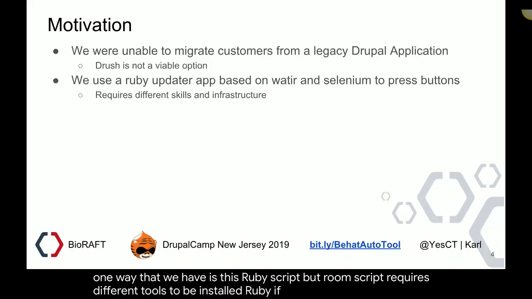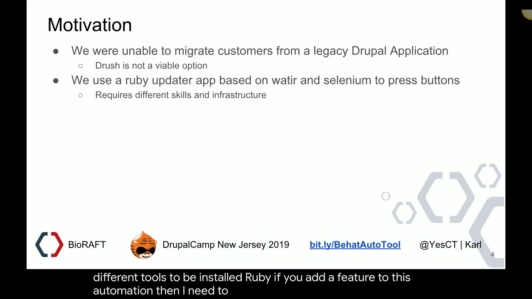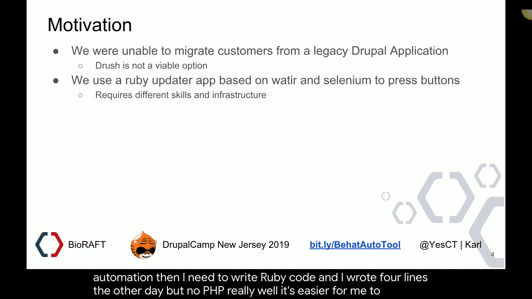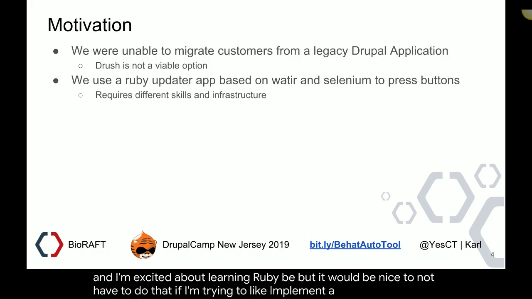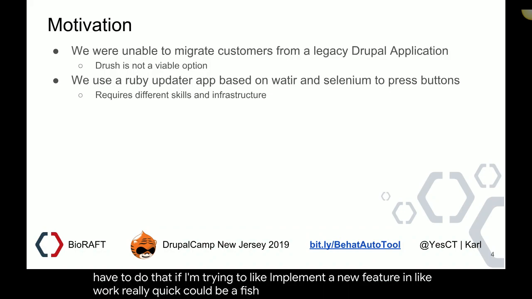If I want to add a feature to this automation, then I need to write Ruby code. And I wrote 4 lines the other day. But because I know PHP really well, it's easier for me to write PHP, and I'm excited about learning Ruby, but it would be nice to not have to do that if I'm trying to implement a new feature and work really quick and be efficient at my job.